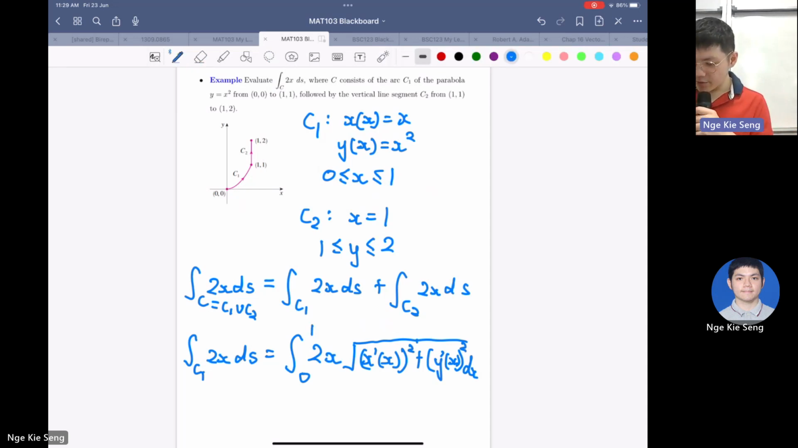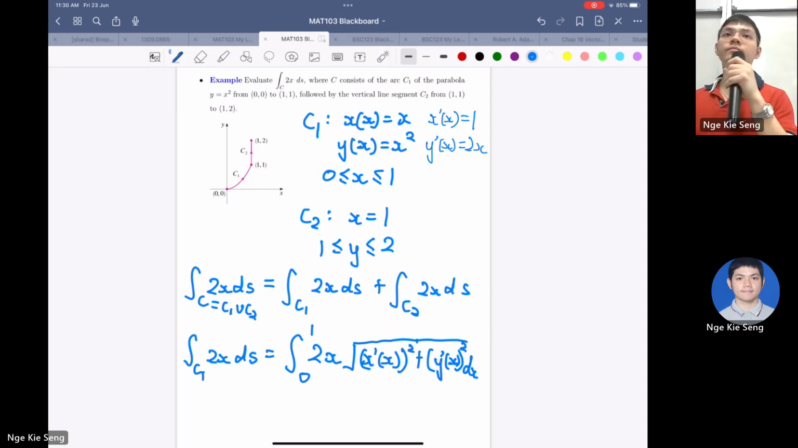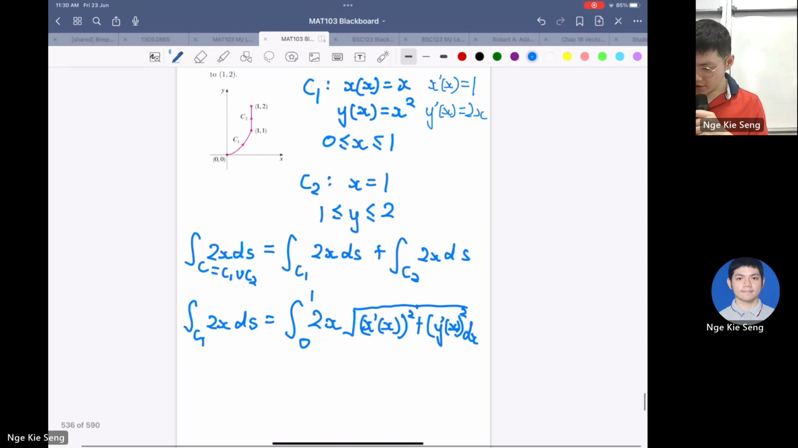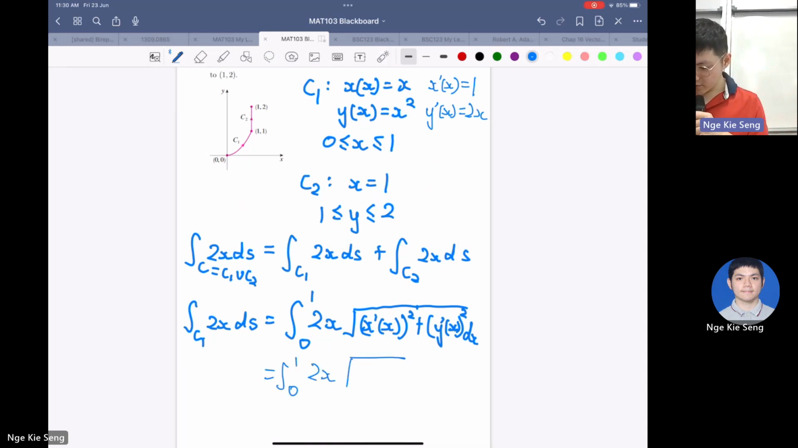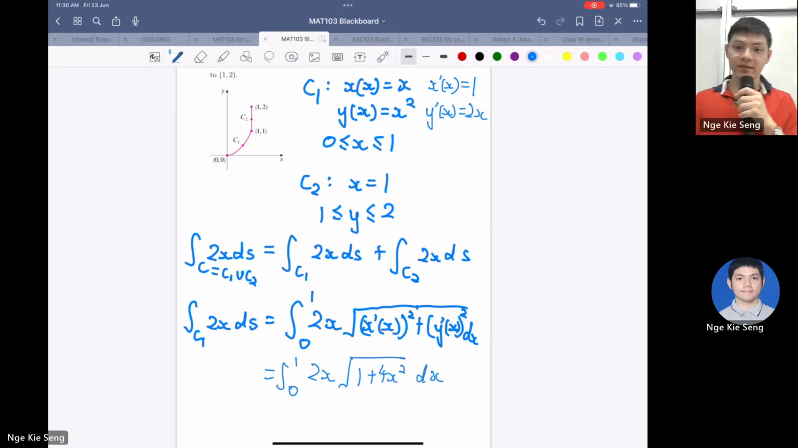In this case, you need to compute the derivative in the x direction and the y direction. So let's go back and compute here. In the x direction, you just get 1, a constant 1. But in the y direction, you get 2x. So there's a 2x factor coming in. Altogether, what do you get? Integrate from 0 to 1, 2x times the square root of 1 plus 4x squared dx.